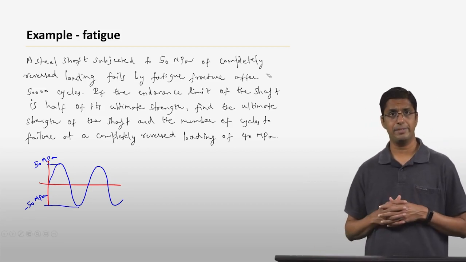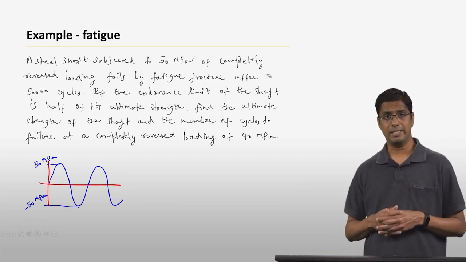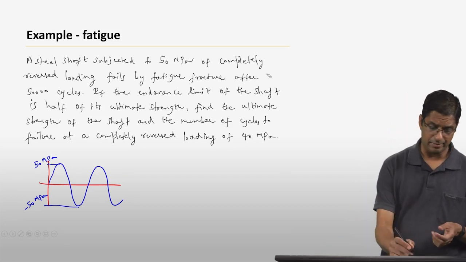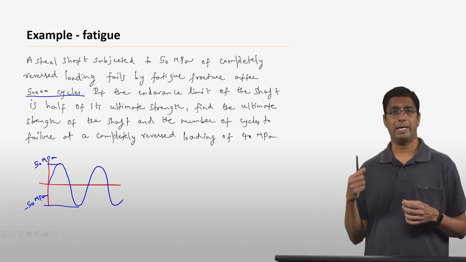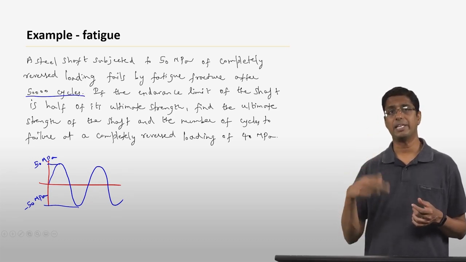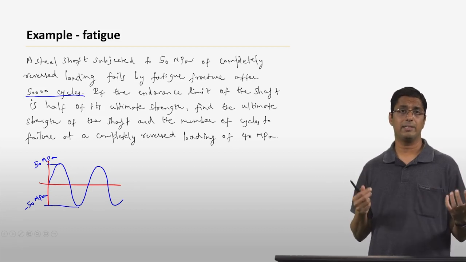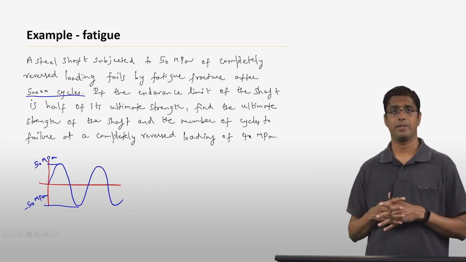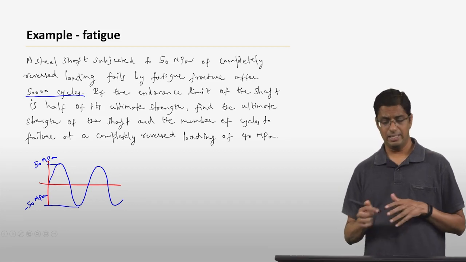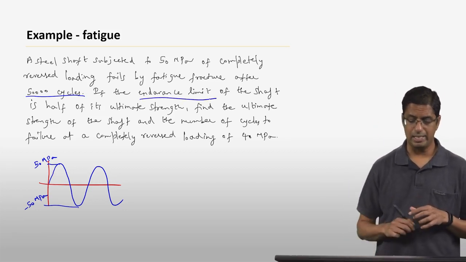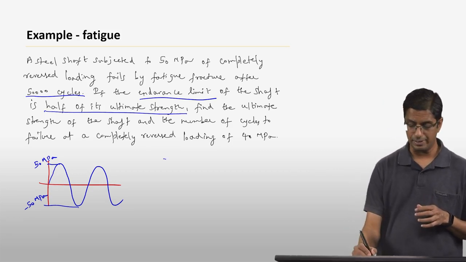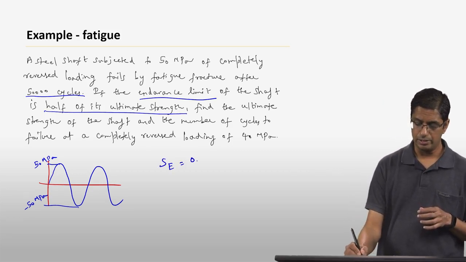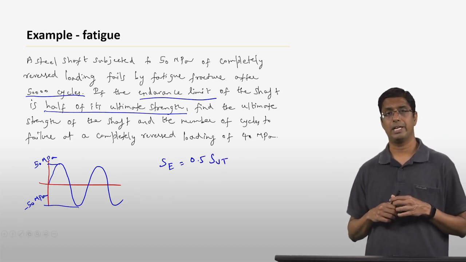It is subjected to this 50 MPa stress, and in this particular case, it fails after 50,000 cycles. So essentially, if you apply a maximum stress of 50 MPa and completely reverse it, then the shaft fails after 50,000 cycles. Then you're given that the endurance limit of the shaft is half of its ultimate strength, which essentially means that your S_E is 0.5 times S_UT. So it's half of the ultimate strength.